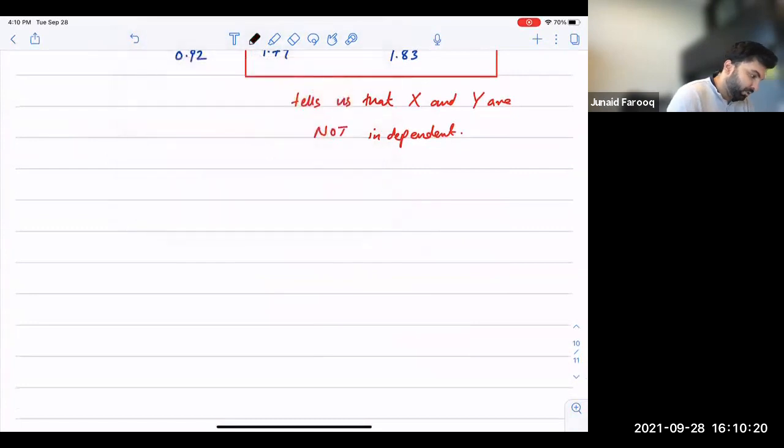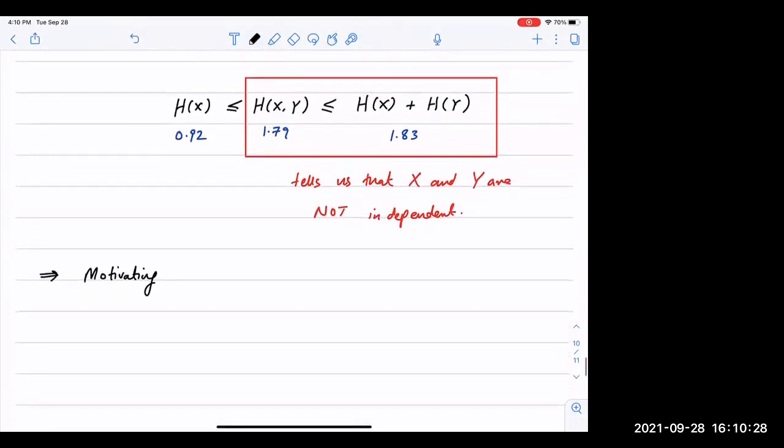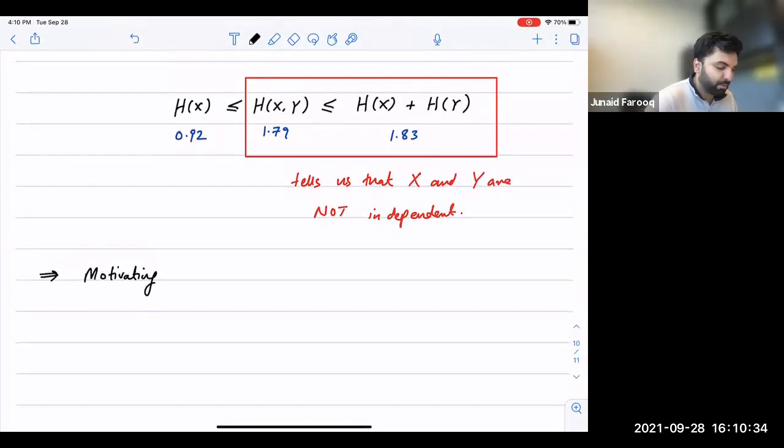Yes. Since they're not equal to each other, like 1.79 and 1.83, if they were equal, they'd be independent. But since they're not, they're not independent. Yeah. Because the sum of the entropies is not equal to the joint entropy, that means there is some kind of overlap or dependence between X and Y. Okay, got it. Thank you.